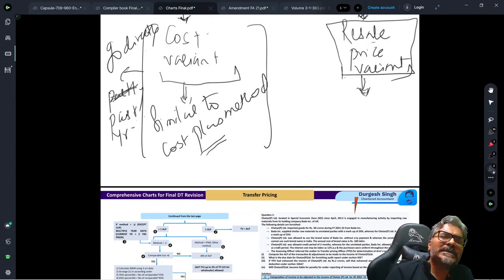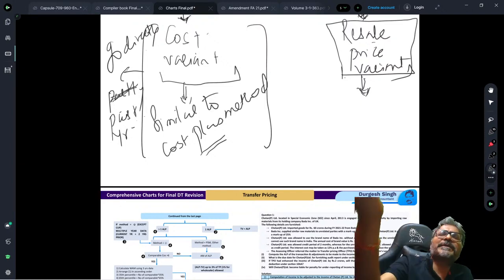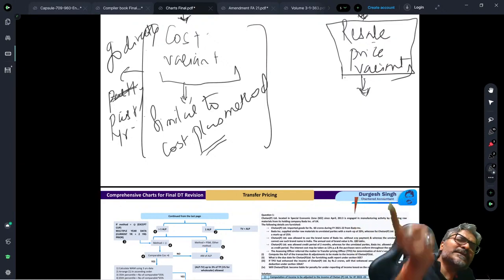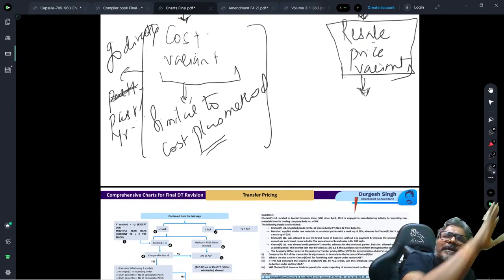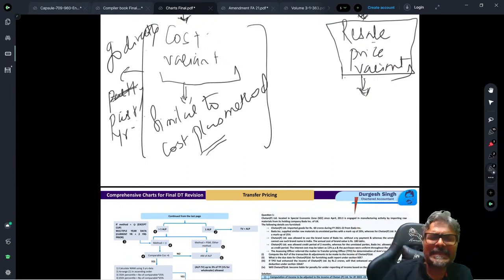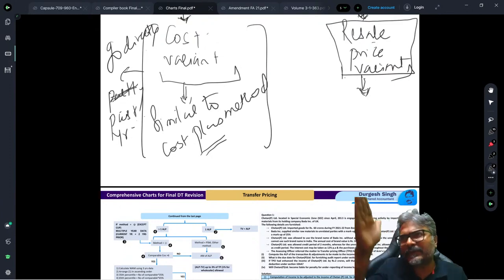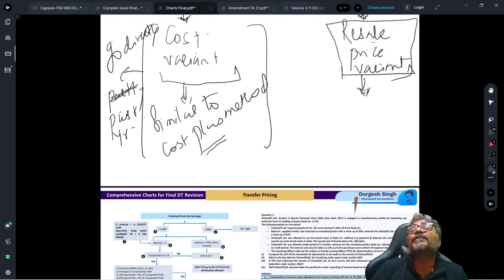Now, you tell me, students, in this particular case, you have purchased the raw material, processed it to the final product, and thereafter the final product has been sold. Please tell me, can you apply the resale price method in this regard? So purchase the raw material from your non-resident AE, process it to the final product, and once the goods are processed, you sell it off.